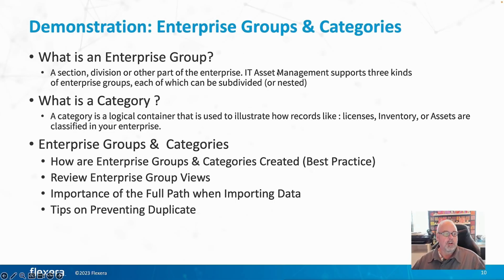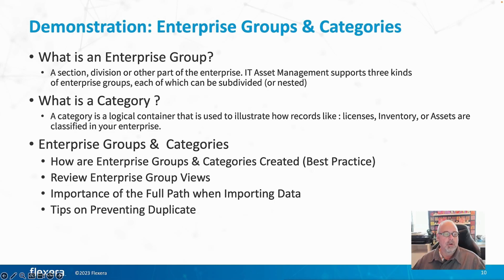What is an enterprise group? An enterprise group is a section, division, or other part of the enterprise. IT Asset Management supports three kinds of enterprise groups: locations, corporate units, and cost centers, each of which can be subdivided or nested. What is a category?